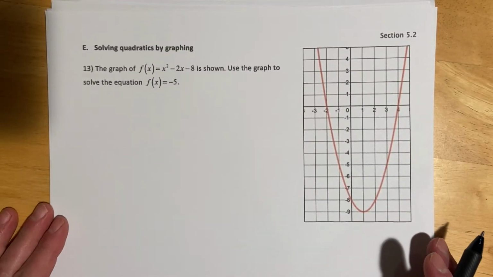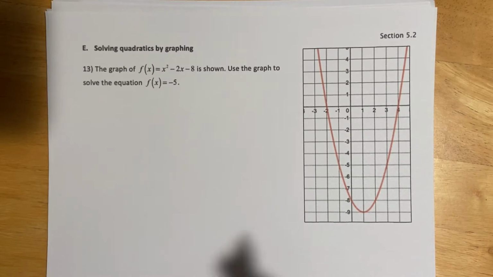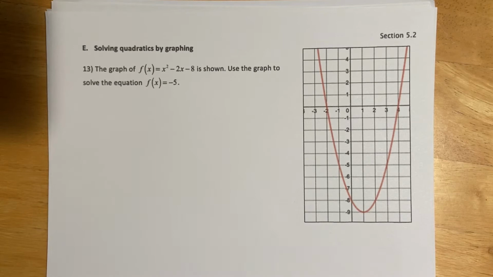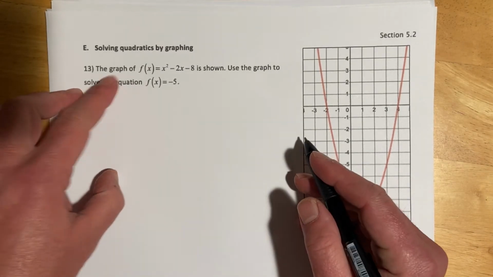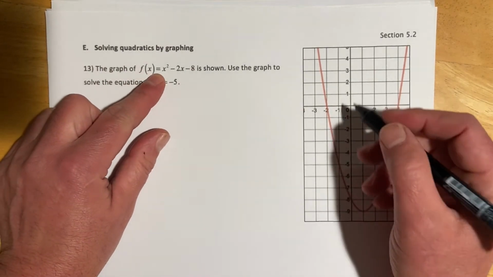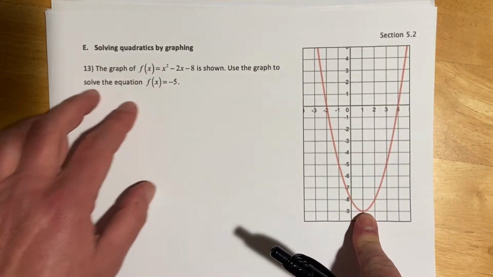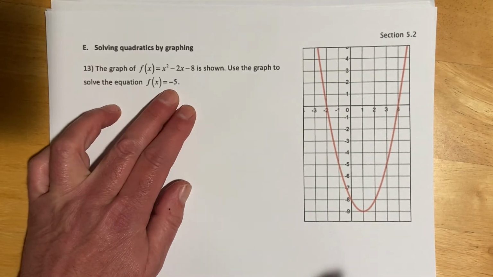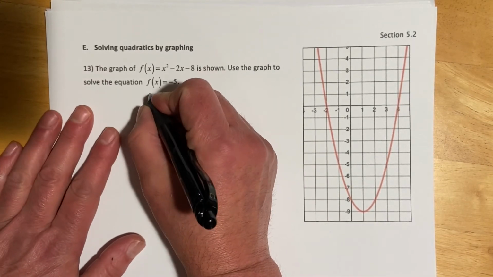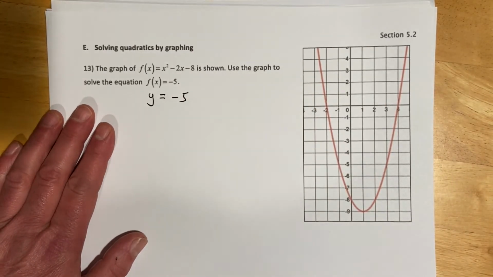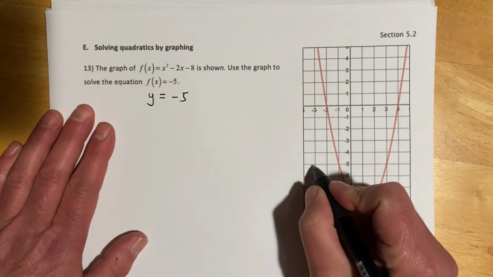Okay, so in the next section we'll get into graphing proper. But here we're just going to be given a graph and then asked to solve by graphing, which is actually really refreshing after the last few sections that we just did. So here we're given the graph of x squared minus 2x minus 8, so that's this. Use the graph to solve the equation f of x equals -5. So remember, f of x, that's like y equals -5, and y equals -5 is just a horizontal line through -5.